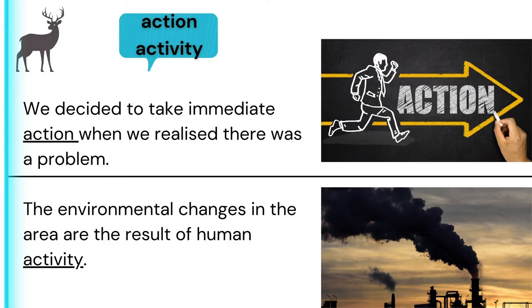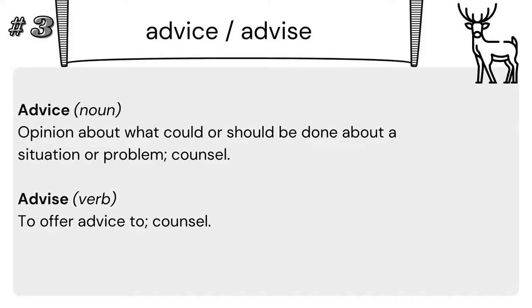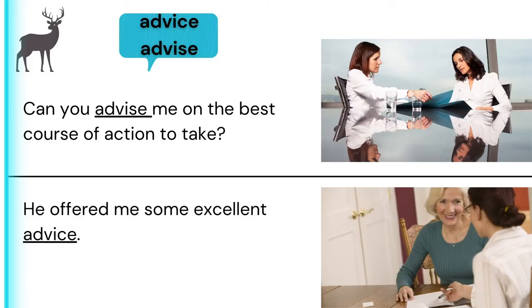Number 3, advice, advise. Pay attention to the pronunciation difference here. Advice, advise. So advice is a noun, whereas advise is a verb. So the noun, advice, let's look at it in a sentence. He offered me some excellent advice. The second sentence. Yeah, he gave me advice. He gave me something, a noun.